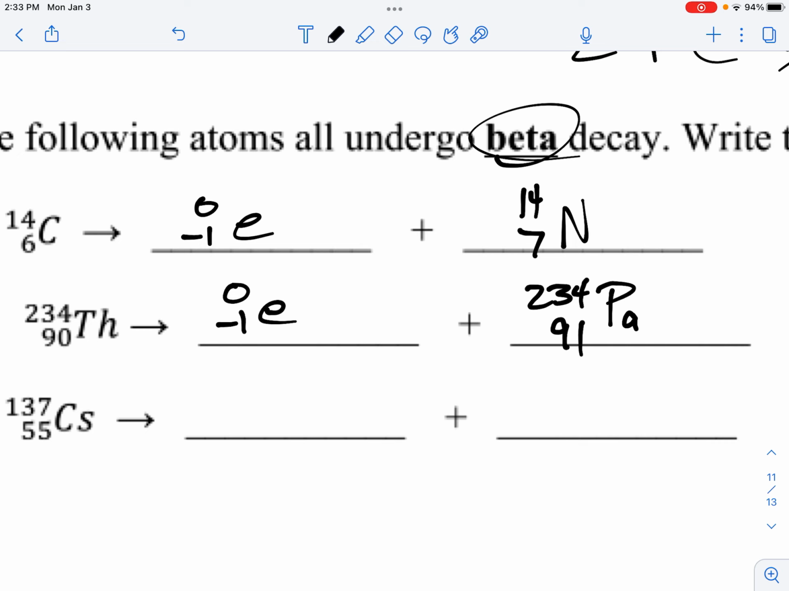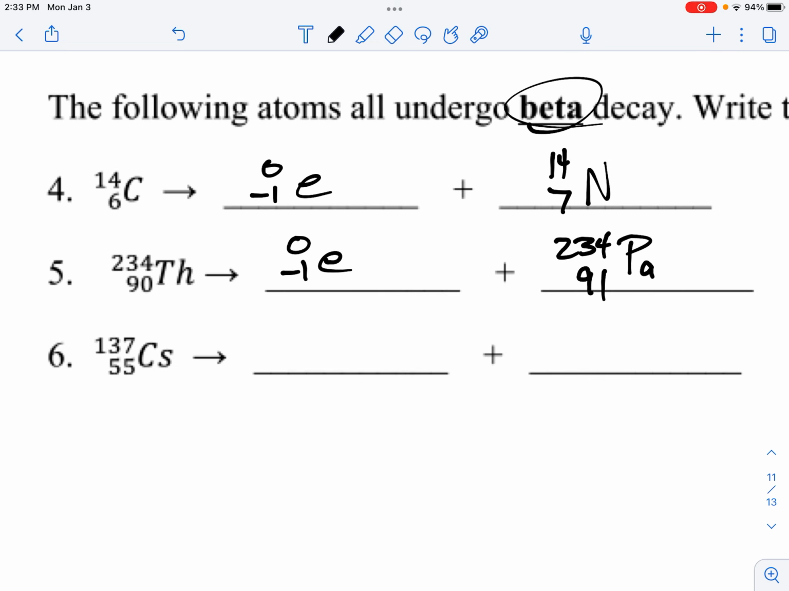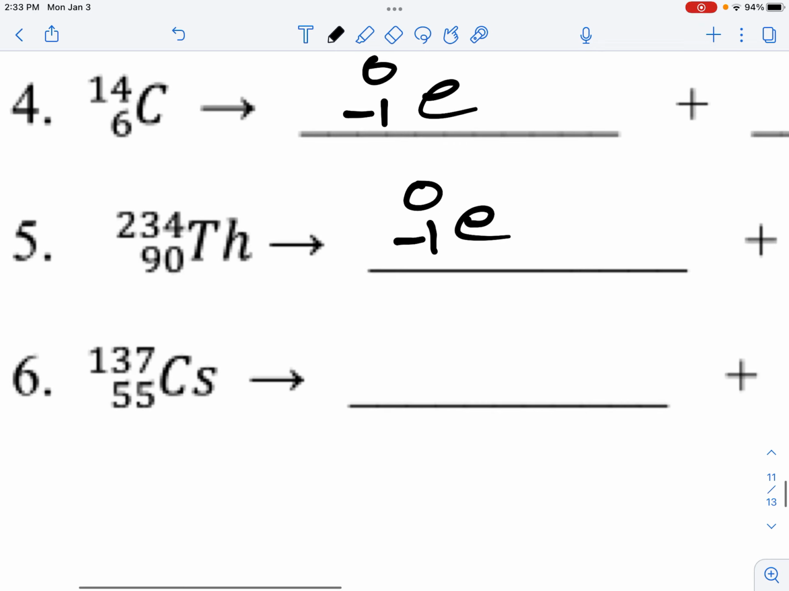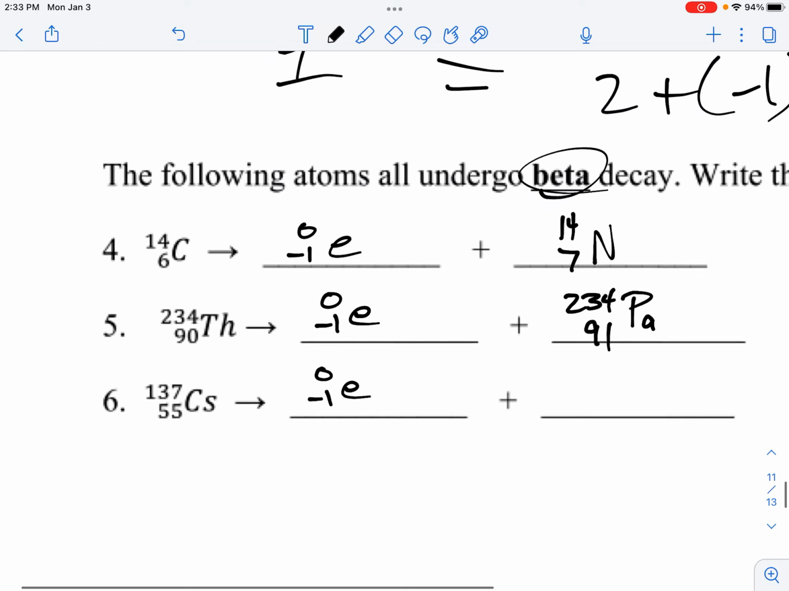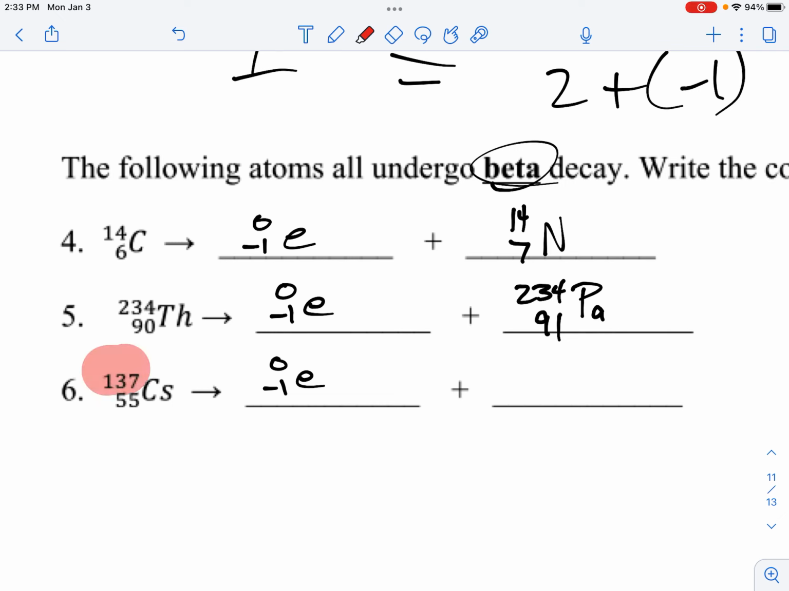One more. 137 and 55 with cesium, and again it's undergoing a beta decay. So what happens is I lose a 0, a -1, and an E. So I just have to make sure that the number up top is the same as these numbers here. So that's easy. That's still got to be 137 because that number and that number have to add up to the number that's there. So 0 and 137 give me the 137. Easy breezy mac and cheesy. All right. So that's all that.